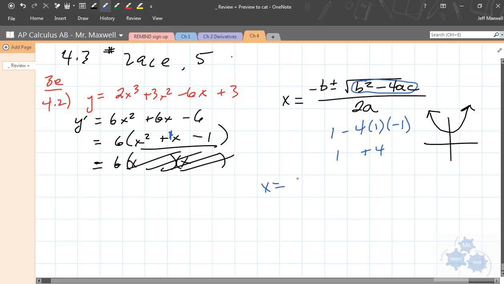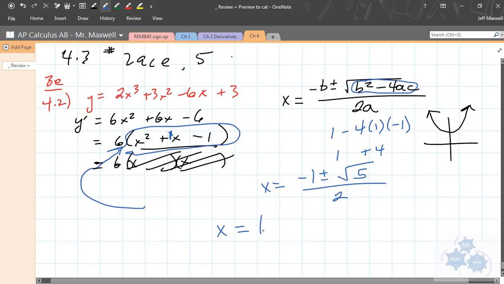So you'll go x equals negative b, which is negative 1, plus or minus the square root of 5, all over 2. And so your x values that make this thing 0 would be negative 1 plus root 5 over 2, and negative 1 minus root 5 over 2. And so these would be your critical numbers. Yeah, but you have to use the quadratic formula. So those are the critical numbers.